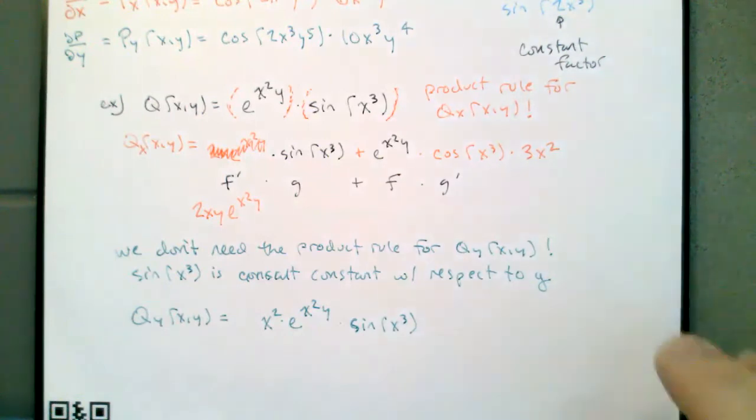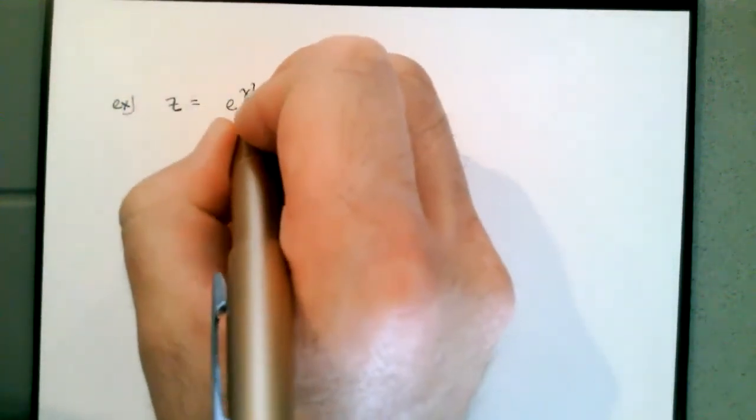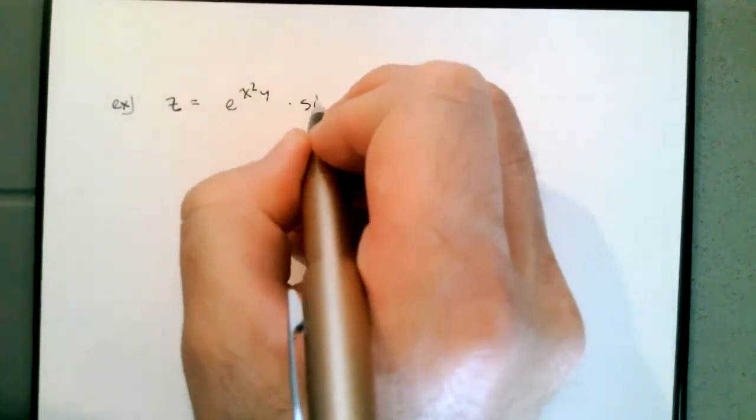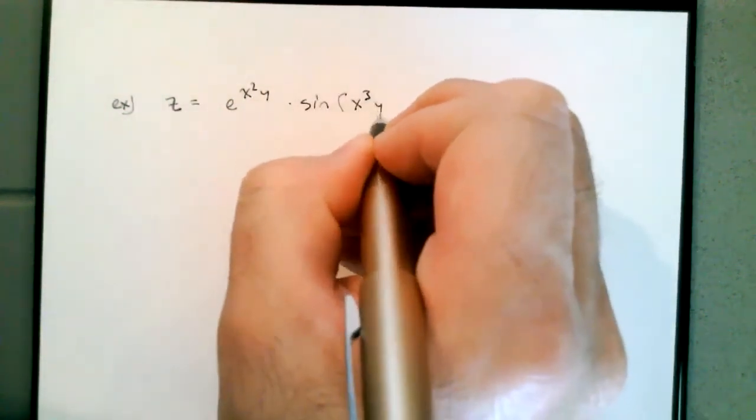All right, let's look at one more example. So that is correct. The question is, if we had a sine of x times y, that would not be constant with respect to y, because we would have another function of y. So let's say we had z is e to the x squared times y times sine of x cubed y.